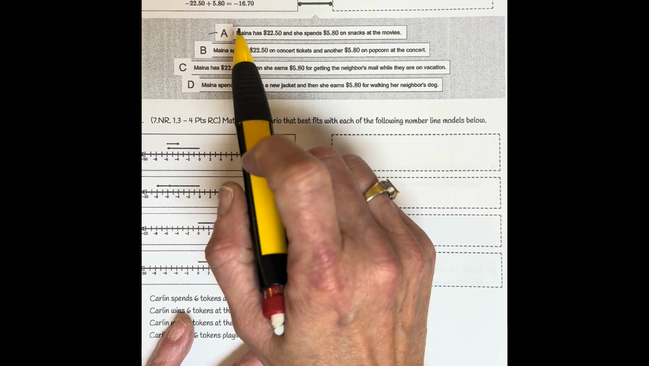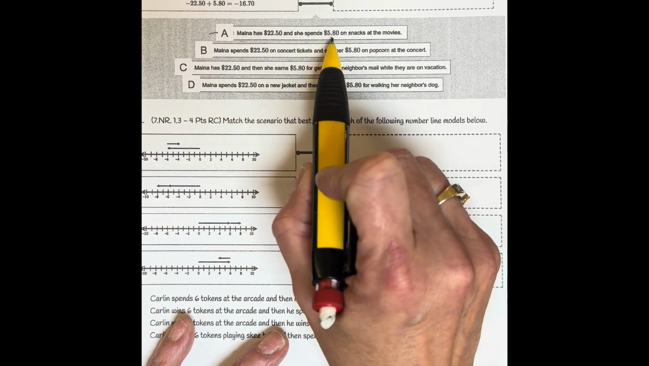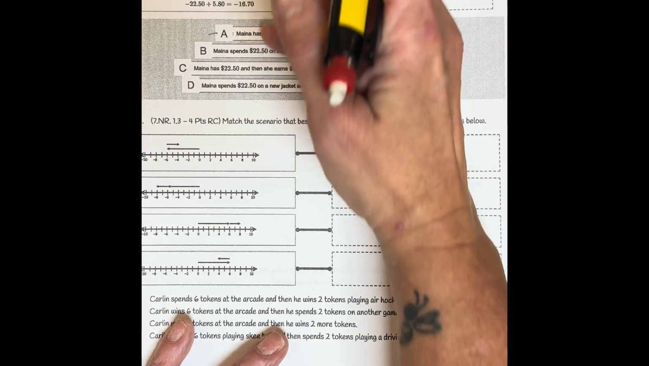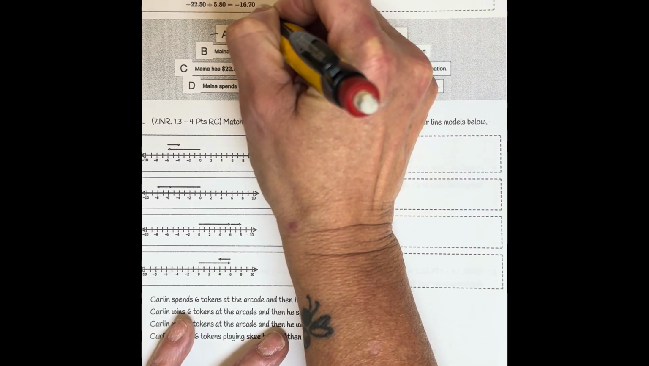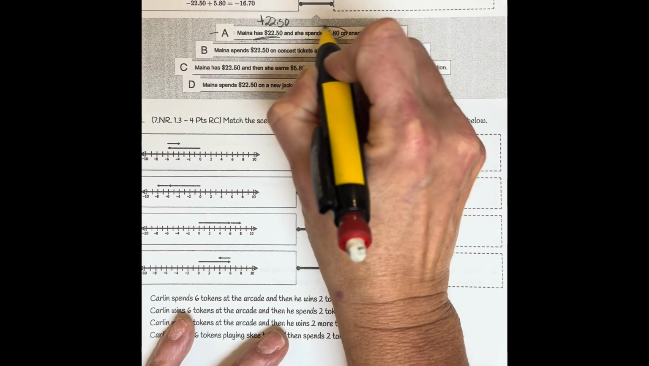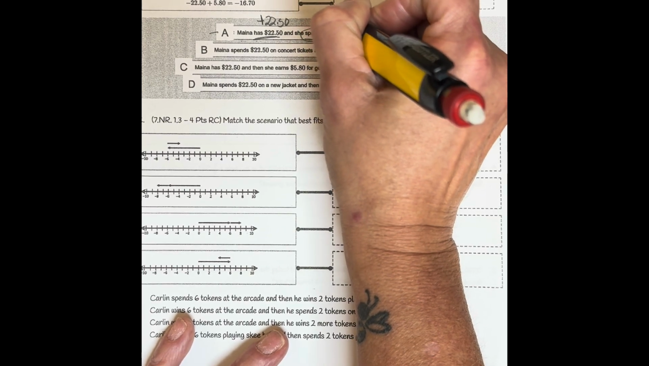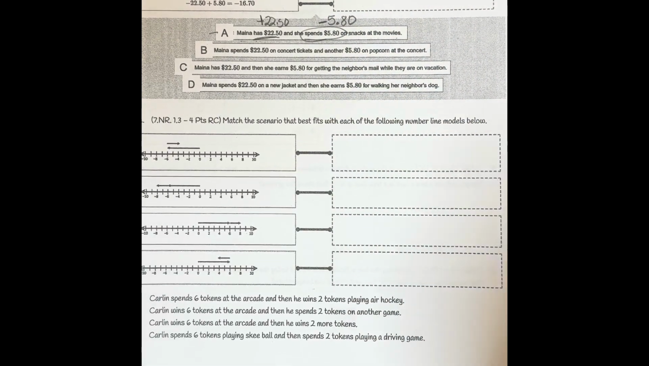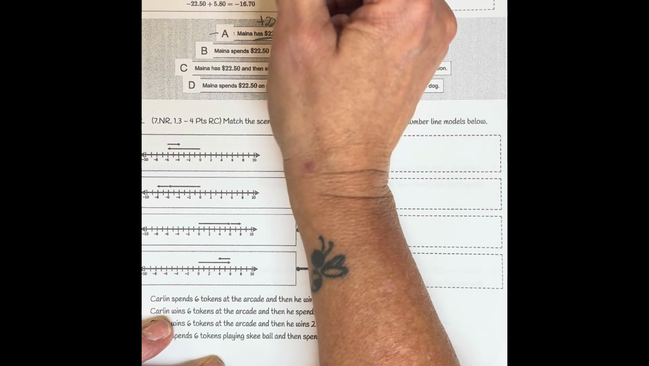Mania has $22.50 and she spends $5.80 on snacks at the movies. So let's just break this up and look at what that is. She has $22.50. That means that's going to be a positive $22.50. She spends $5.80. That's going to be minus $5.80.